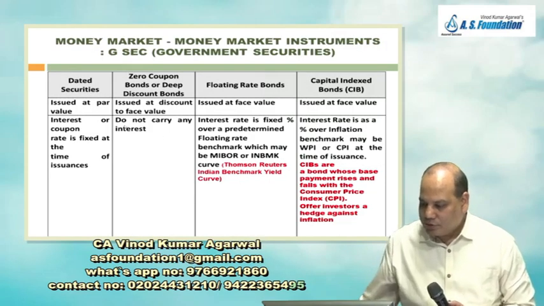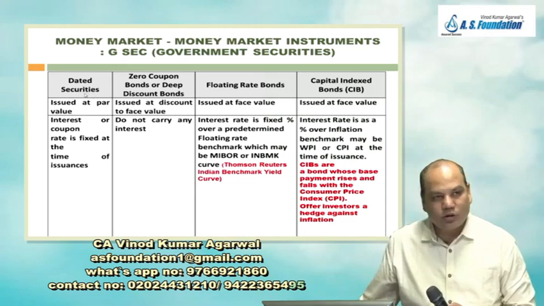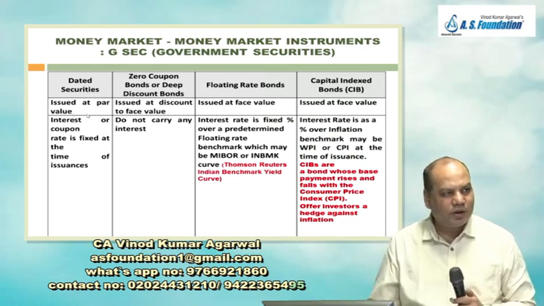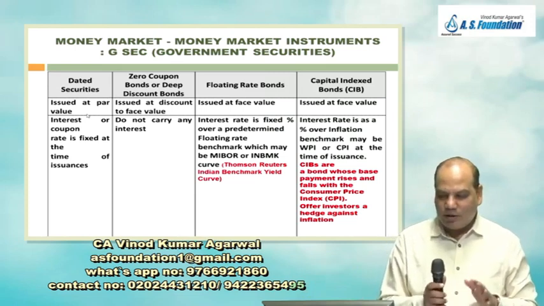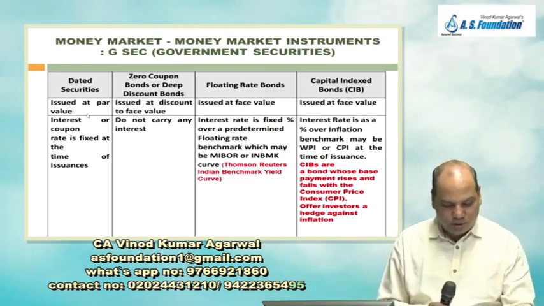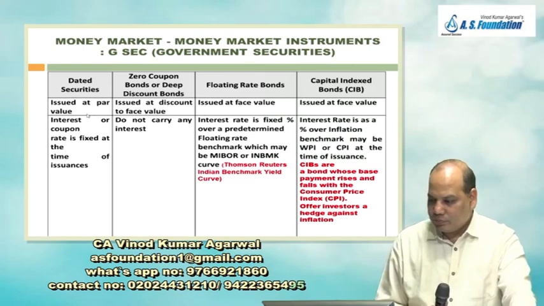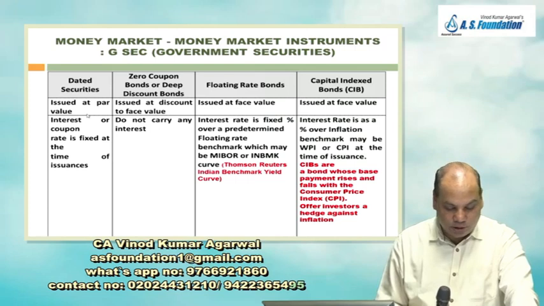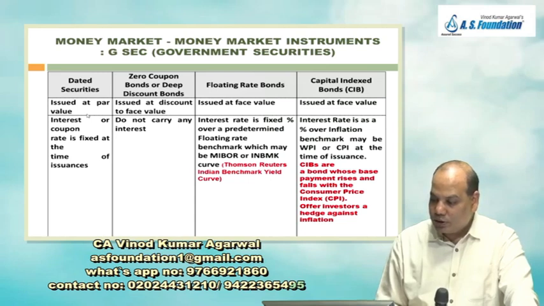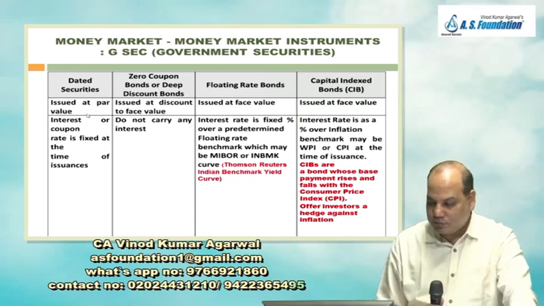So see their features. Dated securities means long term securities. Because they are transacted on a secondary market, so you can buy and sell anytime. But ideally, it should not have been written here also. So dated security is issued at par value. Zero coupon bond, as you have studied, are issued at discount to the face value. Floating rate bonds are issued at face value, and capital index bonds are issued at face value.